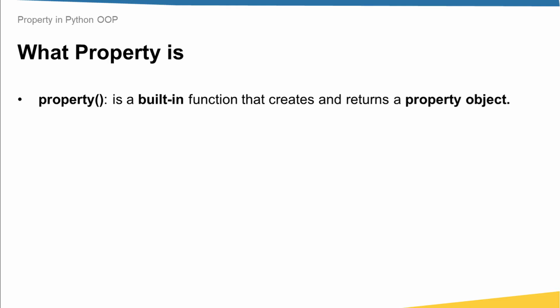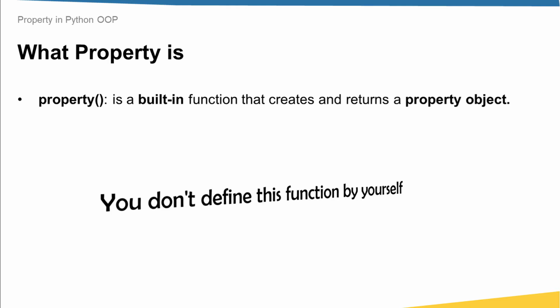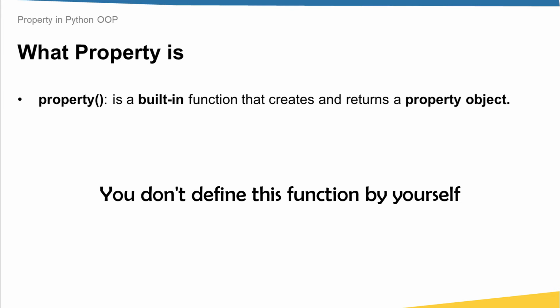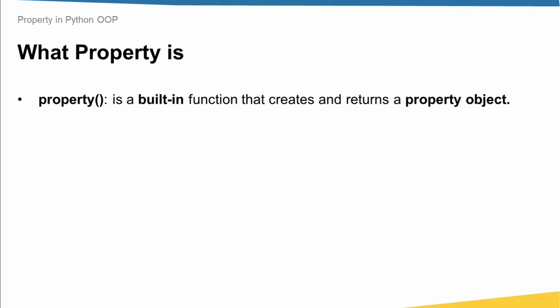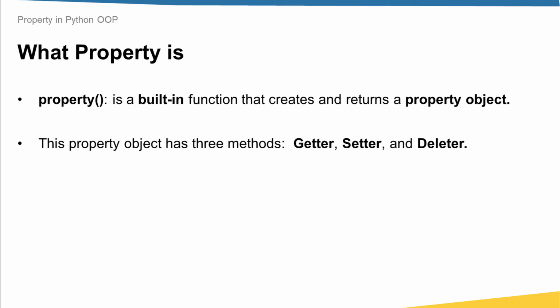Simply, property is a built-in function in Python, which means you don't define this function by yourself. Usually, this function creates and returns a property object. And when I say I have an object, you can just imagine that this is an object from a predefined class for you. Usually, with this object, there are three methods related. We call them getter, setter, and deleter.